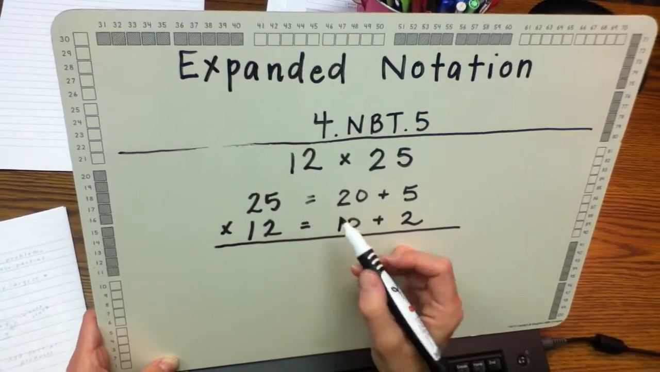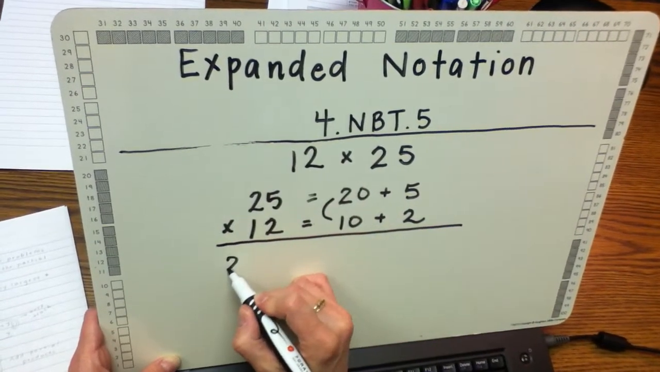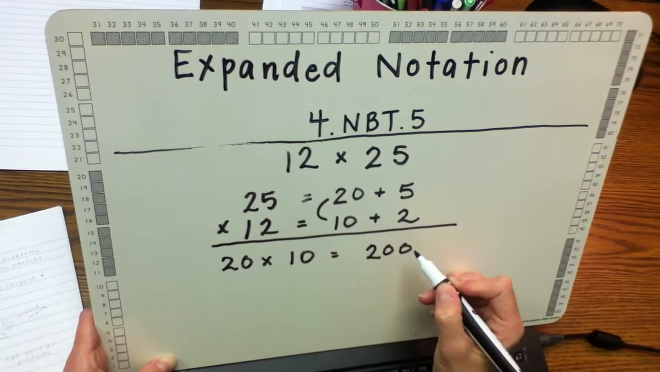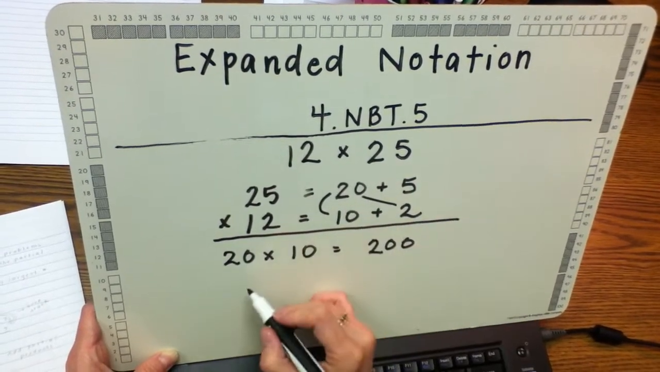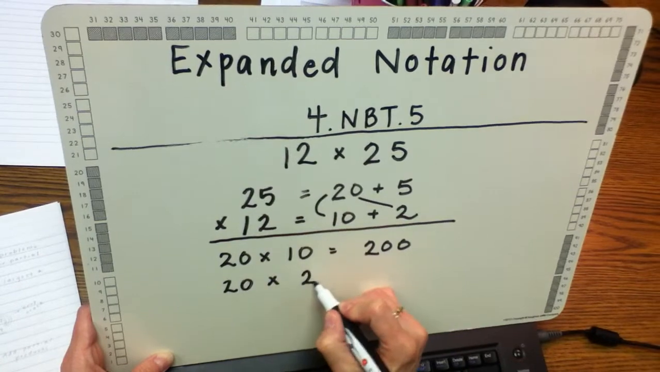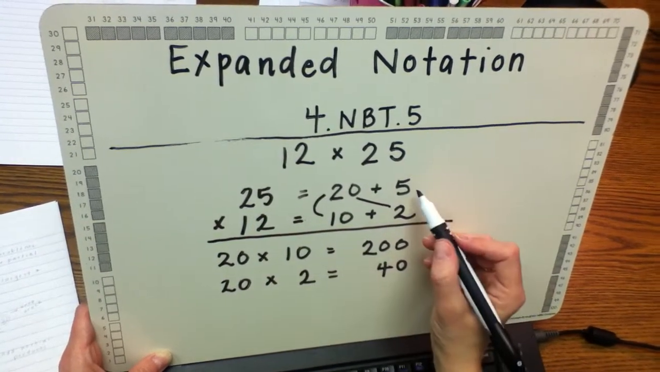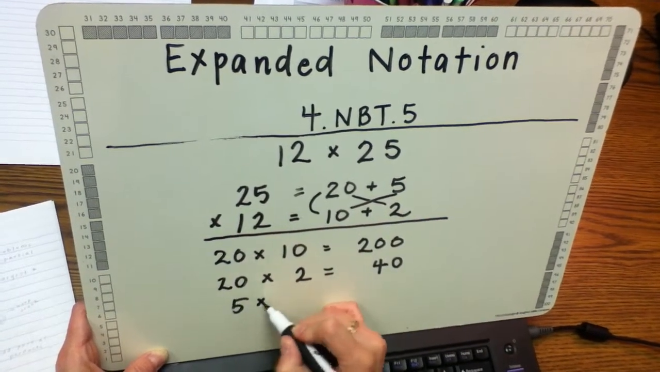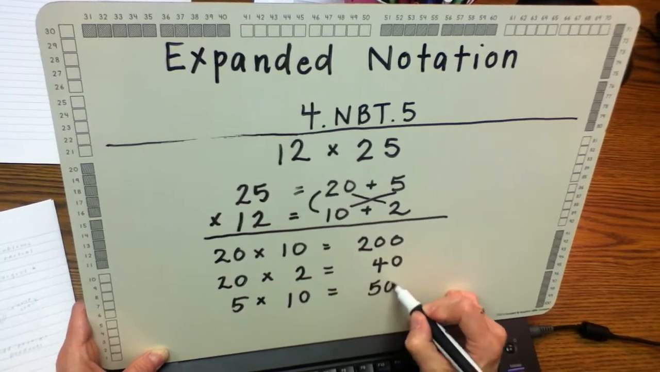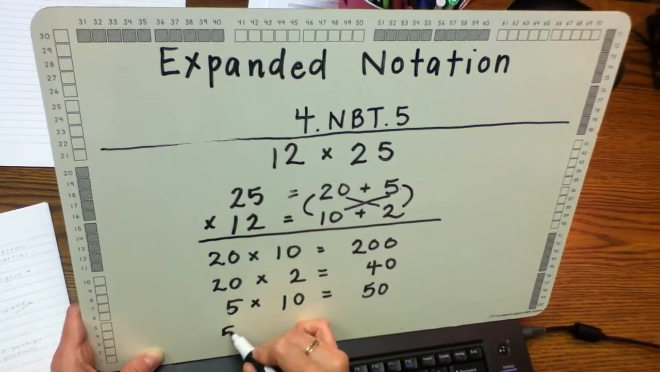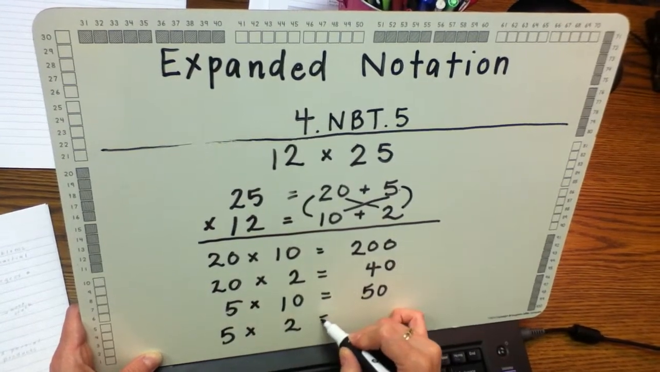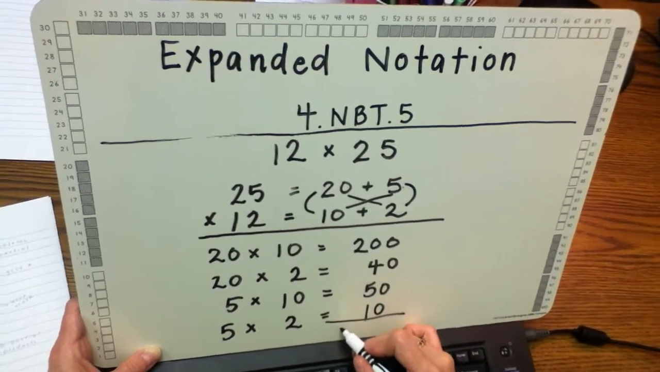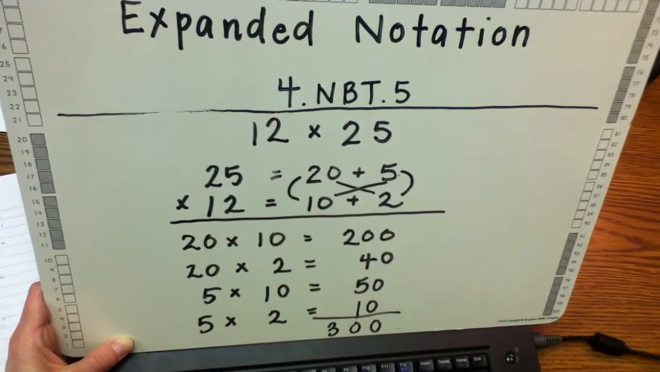So here I'm going to multiply 20 times 10, which is 200. And I'm going to multiply 20 times 2, which is 40. I've got to multiply the 5 times the 10, which is 50, and I've got to multiply the 5 times the 2. So each part gets multiplied by each of the other pieces. Just keeping track of that will be important for students. And the answer there is 300 when you add your partial products.